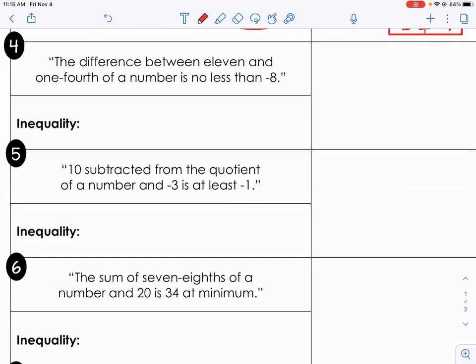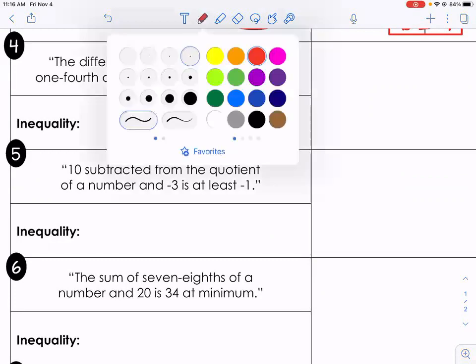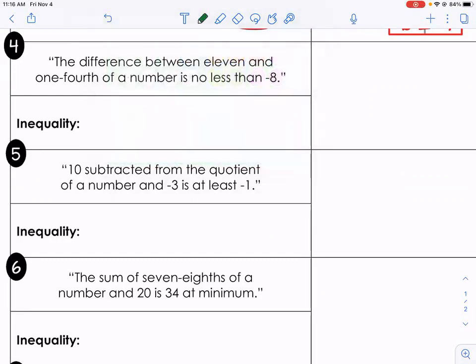All right, let's look at number 4. The difference between 11 and 1/4 of a number is no less than, that tells us that's our inequality sign. Negative 8.